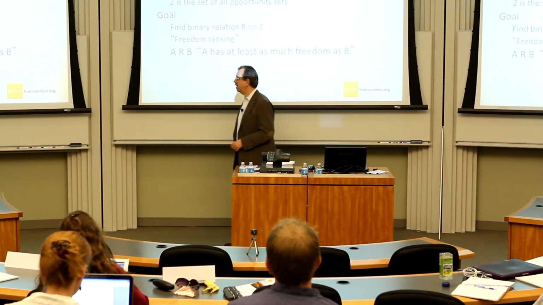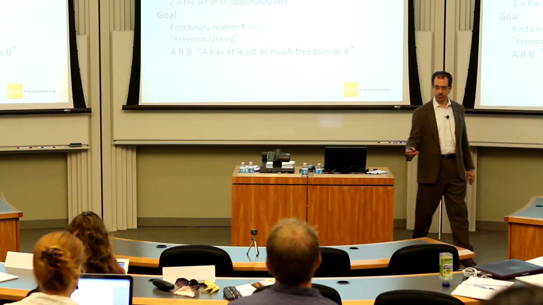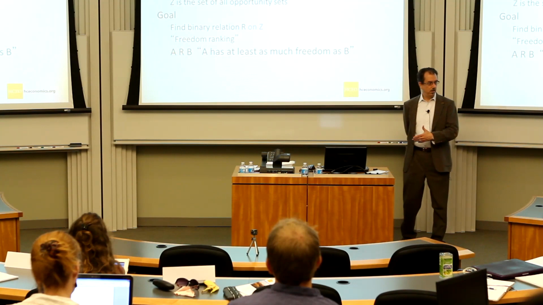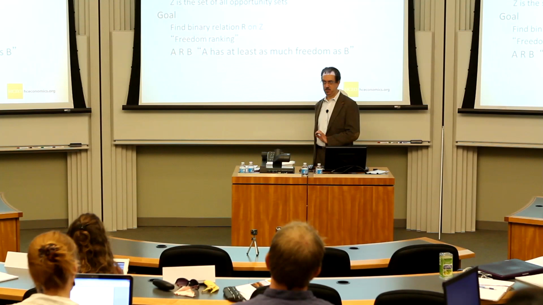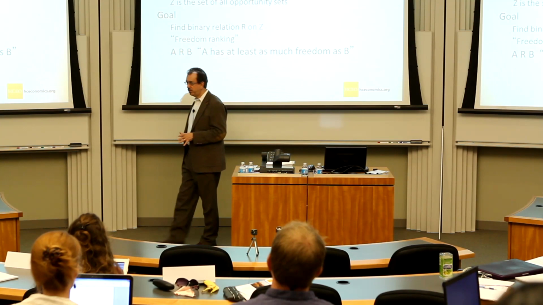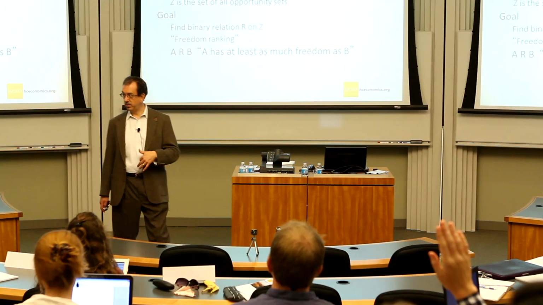So the goal here is to find some way of ranking these opportunity sets or measuring freedom with respect to the options inside. We might have individual preferences, we might not. I'm doing it at an individual level right now. This is for a person. So it's very modest and very tentative. ARB means that A has at least as much freedom as B. I am not requiring R to be complete, okay? Because I'm going to allow the possibility we can't make a decision on that.